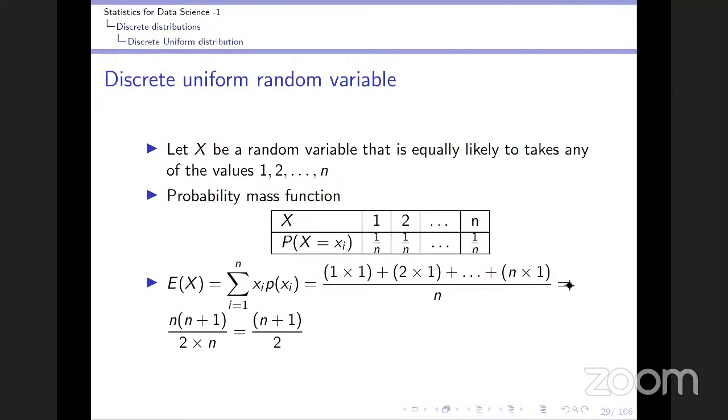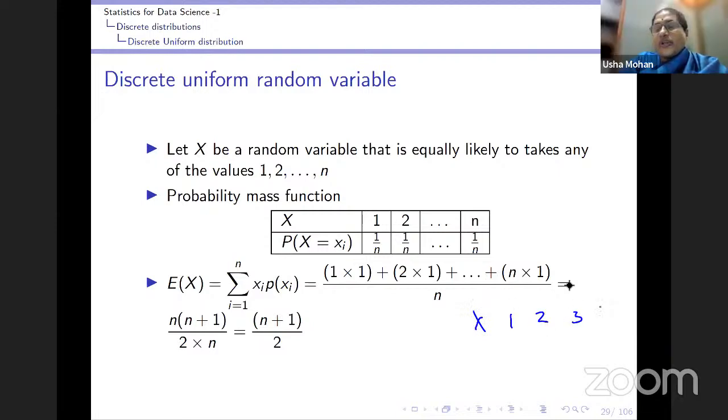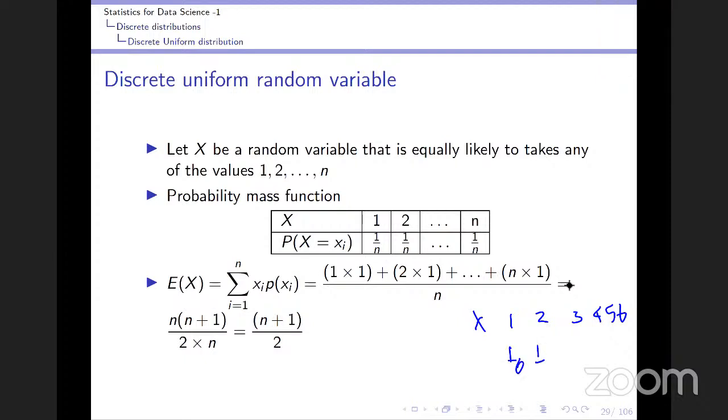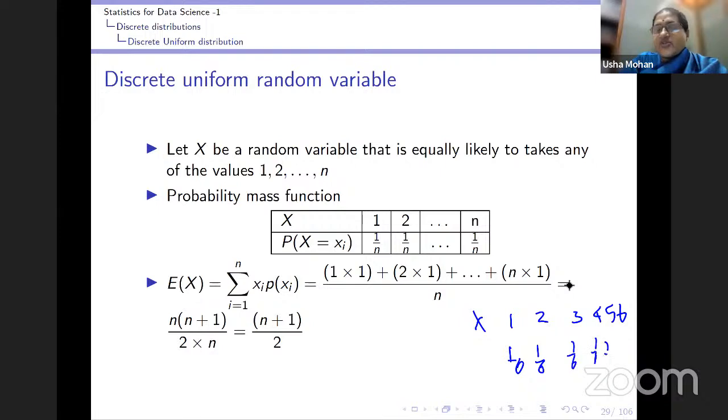I roll a die. 6 faces, 1 to 6, and X takes the value 1, 2, 3, 4, 5, 6. What is the chance of me finding a 1? 1 by 6. The chance for each face is 1 by 6.